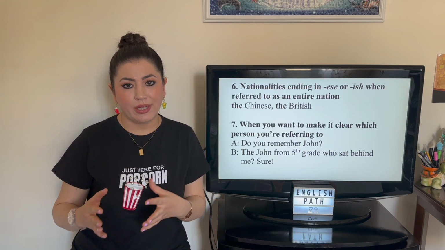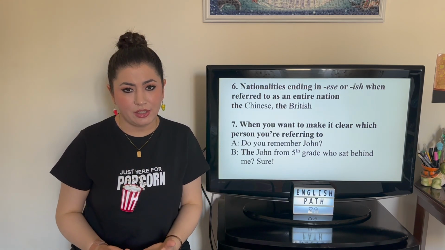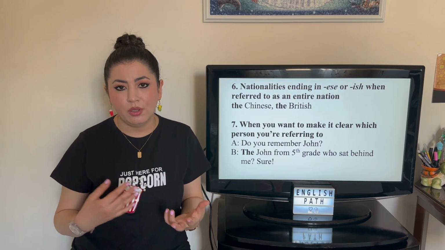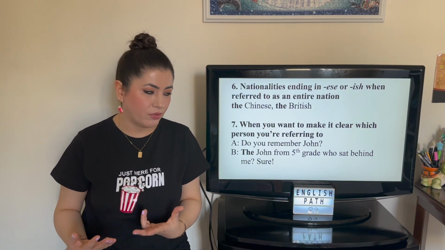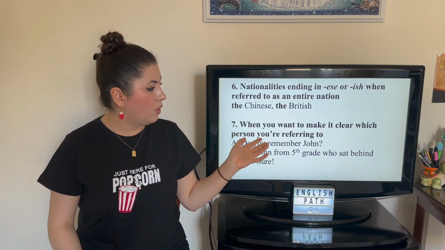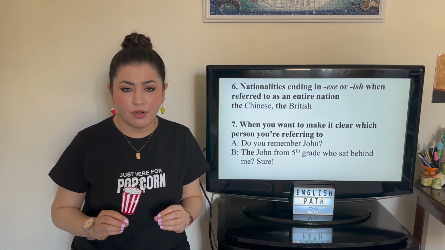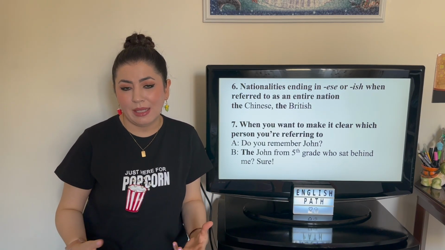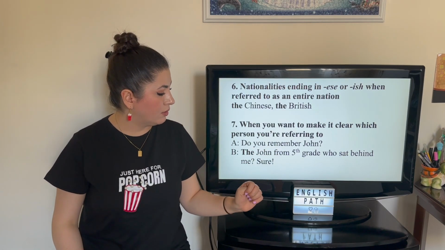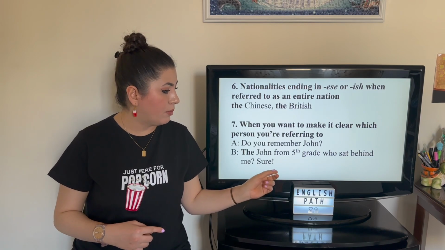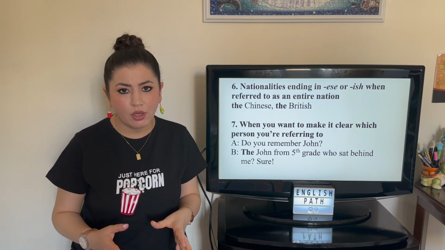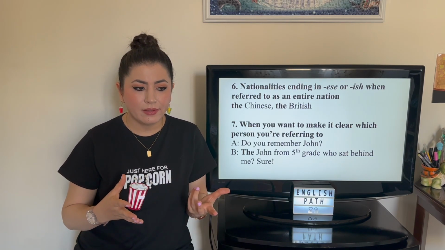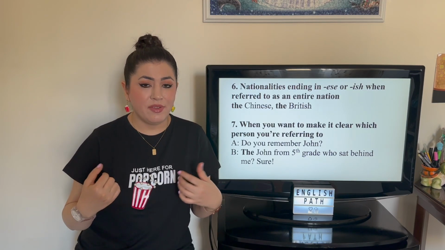Nationalities ending in "-ese" or "-ish" when they're used to refer to the entire nation, like the Chinese. The Chinese work really hard, which means the Chinese people work really hard. The British. When you want to make it clear which person you're referring to, you can use the definite article "the" before a proper noun, like a name of a person. Like, do you remember John? Which John? The John from 5th grade who sat behind me? Sure. You can even use the indefinite articles "a" or "an" when referring to people, like, there is a John in my class who is very smart.